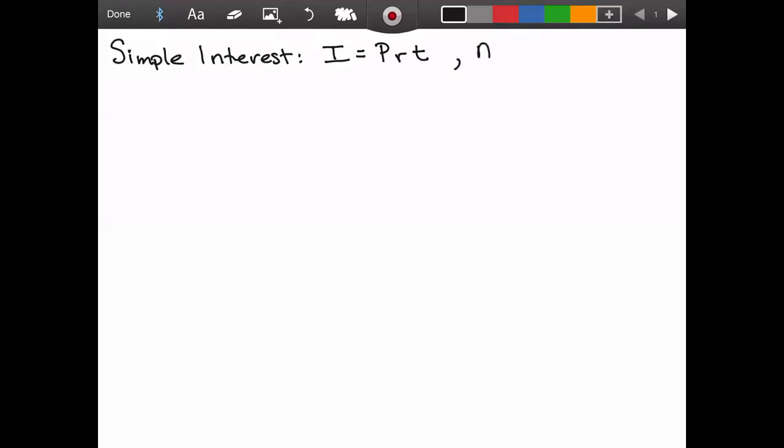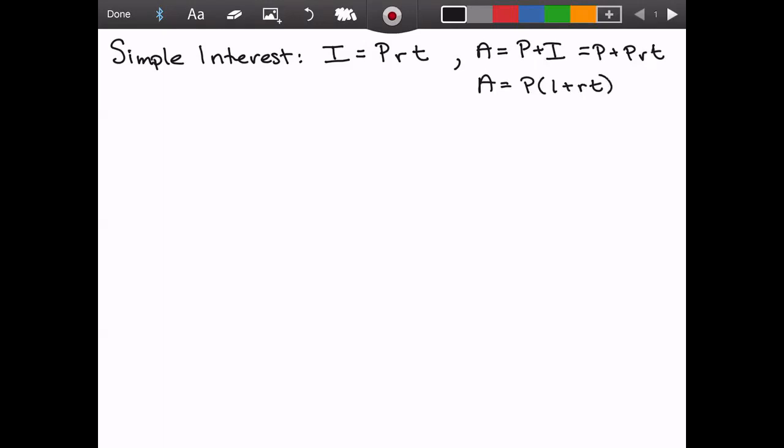And then the accumulated value after so many years would be the original principal plus the interest. Let me write it like that. Which again is the same thing as just saying P plus PRT, because that's what the interest is. It's principal times rate times time. For simple interest, you could factor out a P, and you can write this as P times (1 plus RT). Okay, so I hope that's okay.